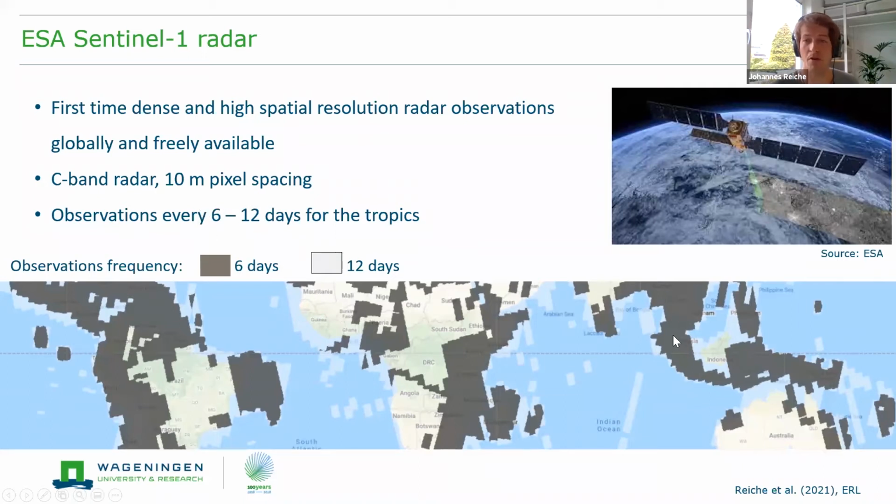So we see, for example, that most of the part of insular Southeast Asia is 6 days. Eastern Africa, Western Africa, a lot 6 days. The Congo Basin, a lot only 12 days. Peru is 6 days. A large part of the Amazon every 12 days.